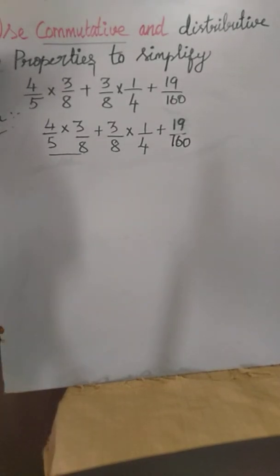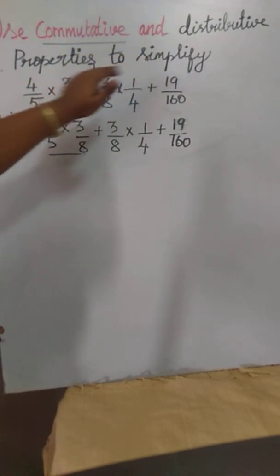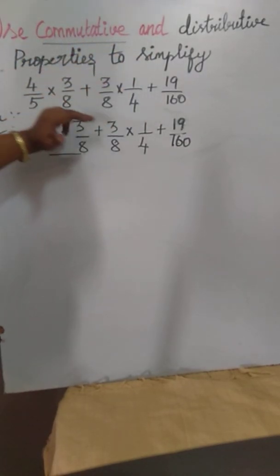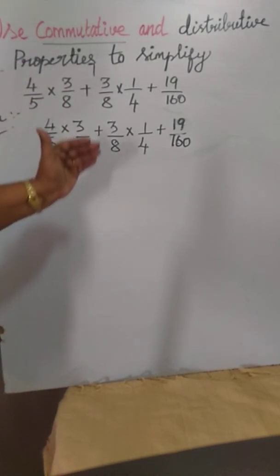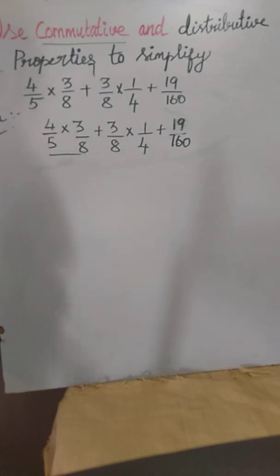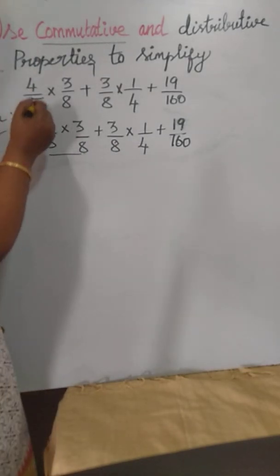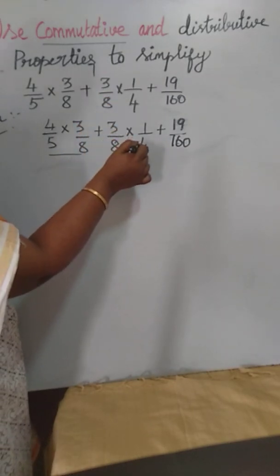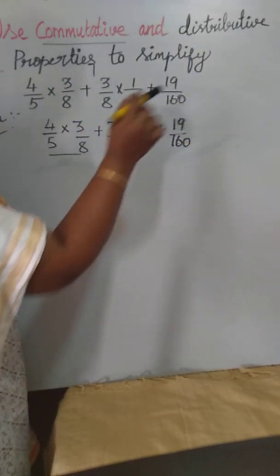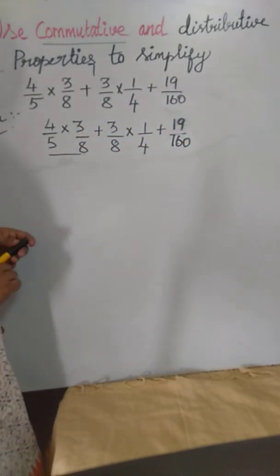Students, listen. Next sum: use commutative and distributive properties to simplify the sum. So, we have to apply the commutative property and distributive property in the sum. The first term is 4 divided by 5 into 3 by 8, the next is 3 by 8 into 1 by 4, and the next is 19 divided by 160.